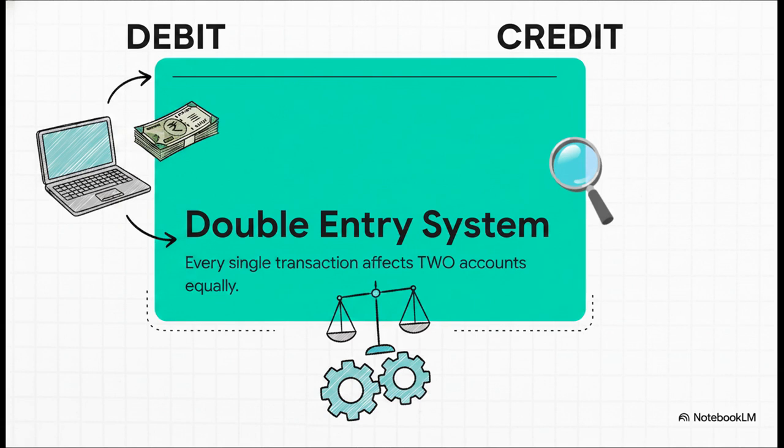Let's look at a classic example. Say your business buys a new laptop for 50,000 rupees in cash. That one single event hits 2 separate places. You debit the laptop account by 50,000 and you credit the cash account by 50,000. Boom, 2 accounts perfectly balanced.